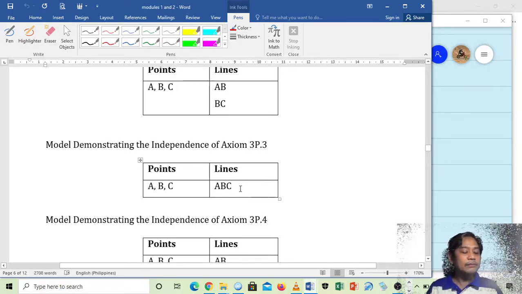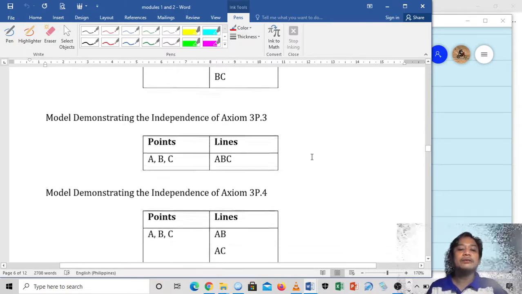And then axiom 3p.4 by default is satisfied because axiom 3p.4 applies only if there is more than one line. Because if there are more than one line, we would have to look for an intersection. But there is only one line. So we say that axiom 3p.4 is not violated, meaning it is satisfied by default. Therefore, only 3p.3 is not satisfied by this model. Therefore, axiom 3p.3 is independent of the other three axioms.